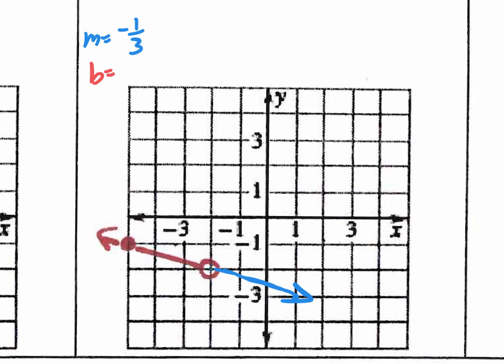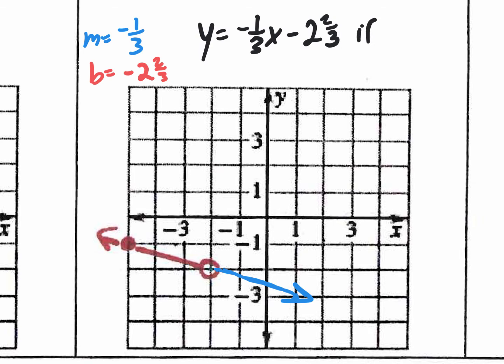So this one's going to be a weird one because it does cross at negative 2 2/3, right? Negative 1, negative 2 2/3 of the way down. I will not give this to you on the quiz. Don't worry. So your equation's y equals negative 1/3 x minus 2 2/3.